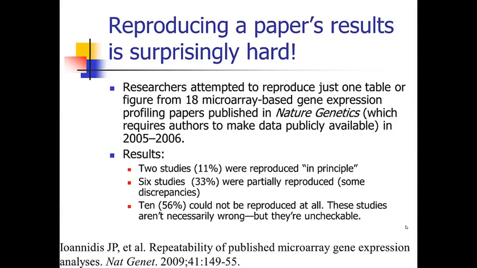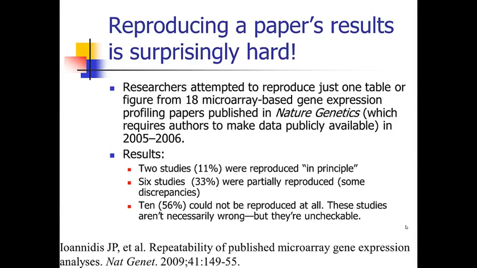These were all studies that involved microarray data, so these are gene expression signatures. Nature Genetics requires authors of that type of paper to make the data publicly available. So they went through these 18 papers. They really worked very hard to try to reproduce a table or a figure. Even though all the data were available, they were only able to do it for 2 studies, just 11%. And they reproduced these only in principle, meaning that there were some slight differences from the published version. An additional 6 studies were partially reproduced with some discrepancies, and 10, the majority of studies, could not be reproduced at all.